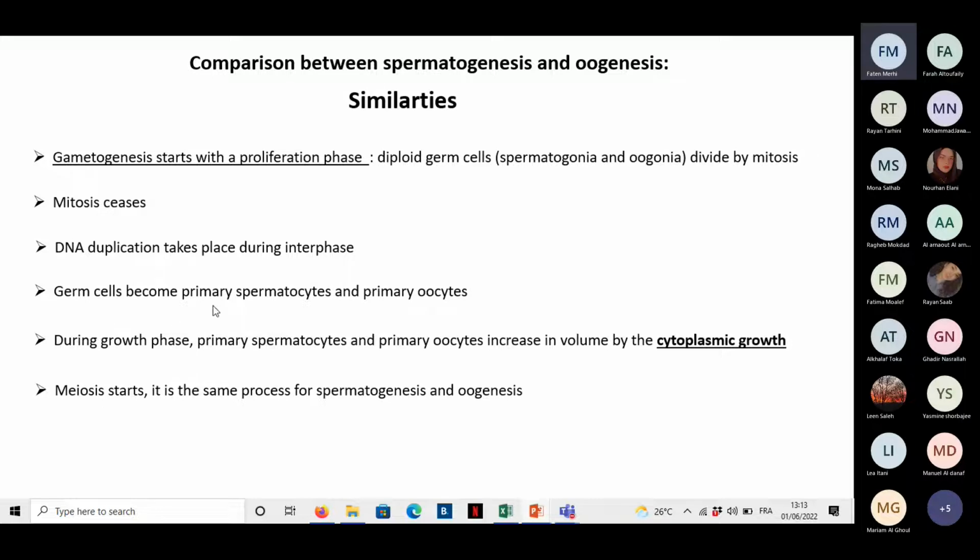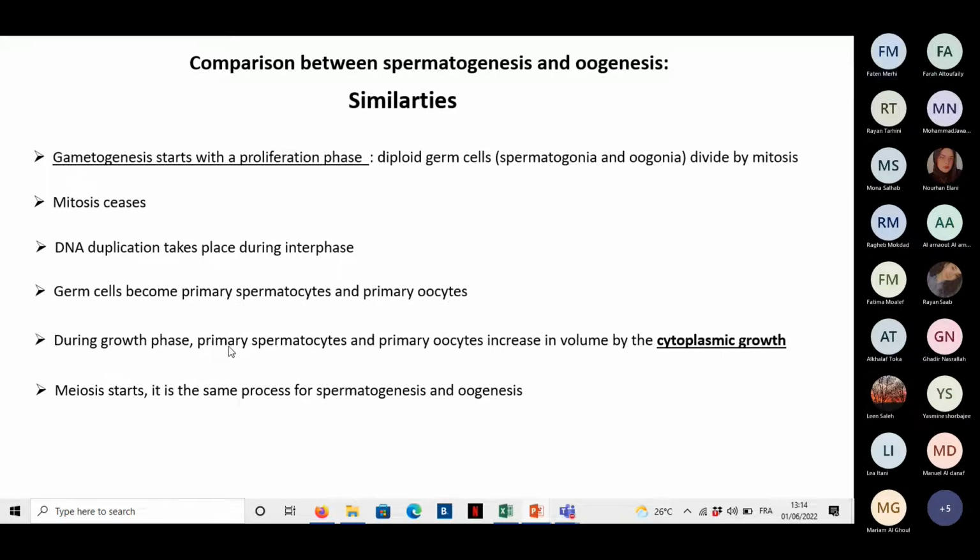The germ cells become primary spermatocytes and primary oocytes. The spermatogonia, the germ cells in the male, as we have seen, will become primary spermatocytes, and the oogonia, which are the germ cells in the female, will become primary oocytes. And during both spermatogenesis and oogenesis, we have a growth phase.